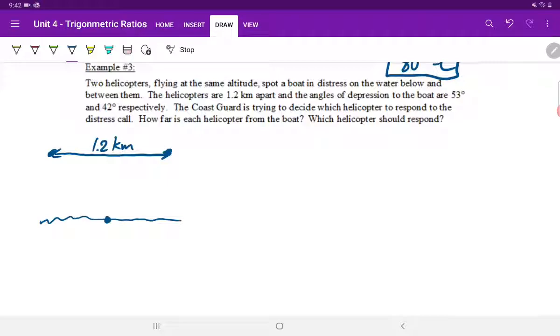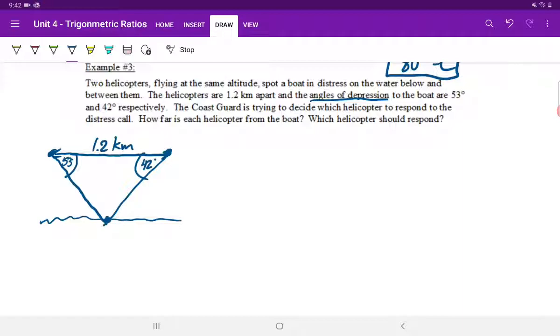The angles of depression to the boat are 53 and 42 degrees respectively. So that means from this one here, it's the angle of depression, so it's with the horizontal. This is 53, and over here, this would be 42. At the end of the day, it doesn't matter where you put which one.